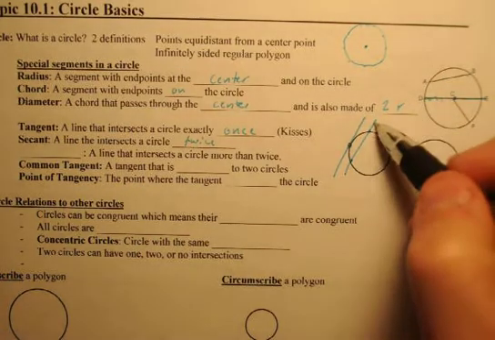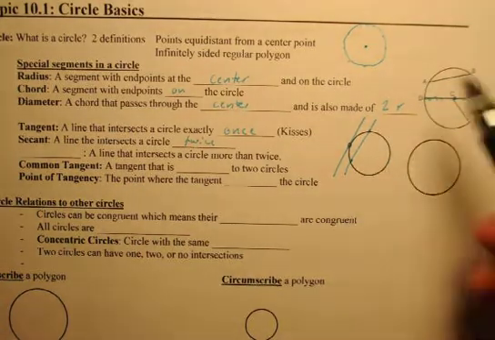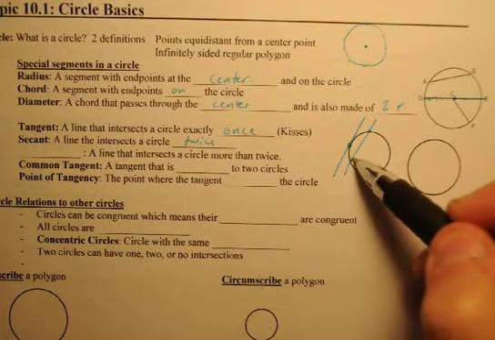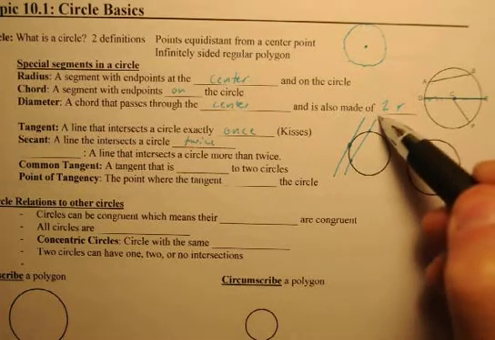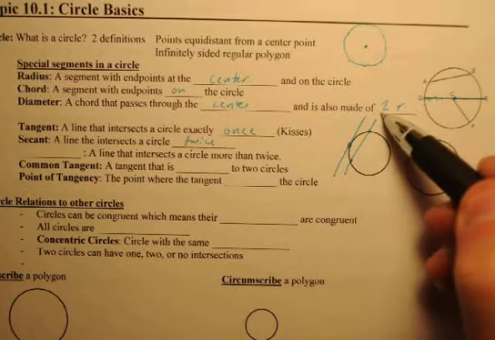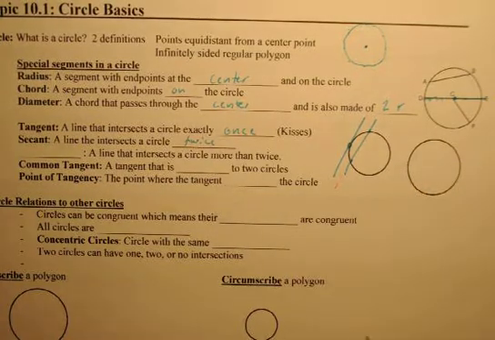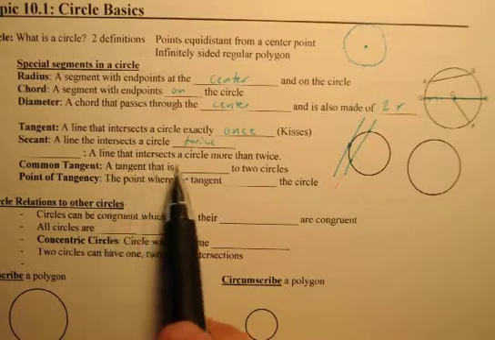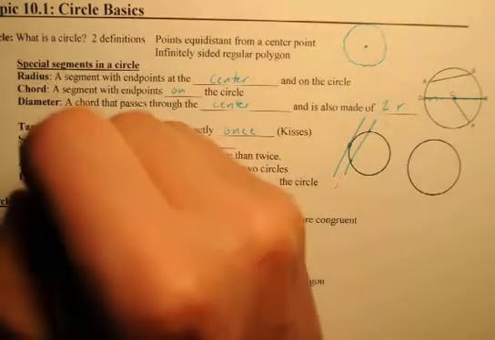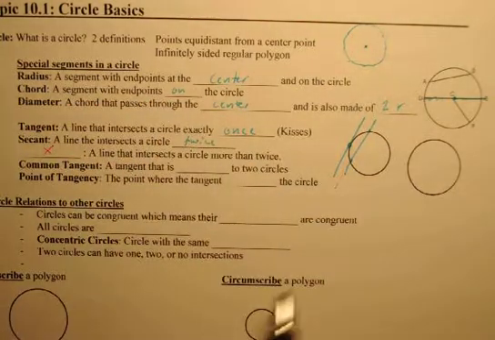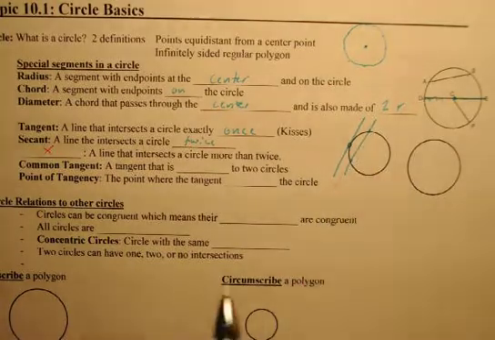Is a secant line and a chord related? Yes, well, a chord is part of a secant line. A chord is a segment, and the line is the secant line that goes through the circle. A line that intersects more than twice, that's not possible. Alright? You can only intersect once, you can intersect twice.